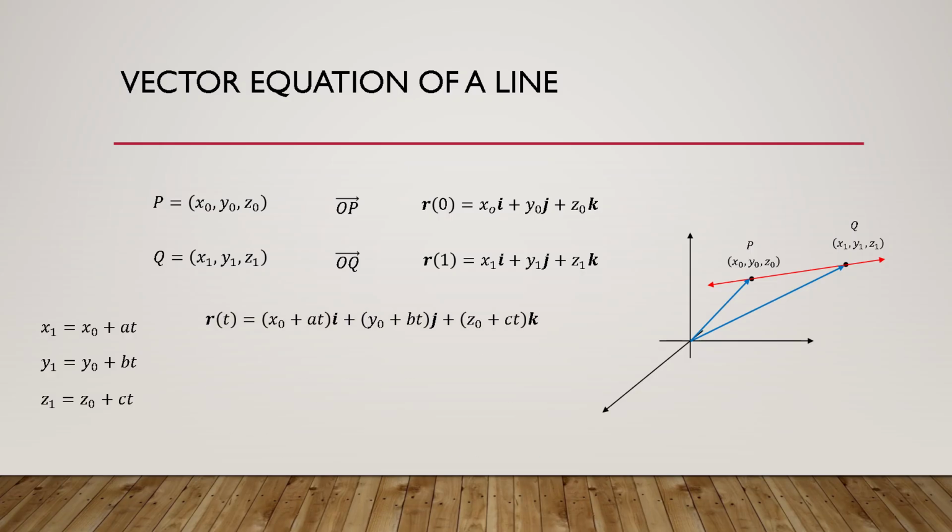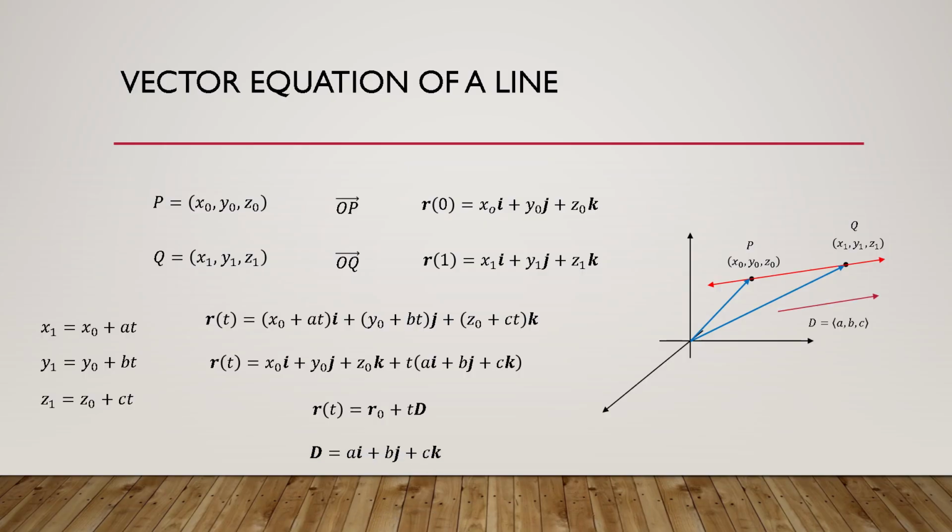equals x sub 0 plus at times i plus y sub 0 plus bt times j plus z sub 0 plus ct times k. If we distribute the parentheses, we can derive the vector equation of a line r of t equals r sub 0 plus t times the vector d, where d equals ai plus bj plus ck.